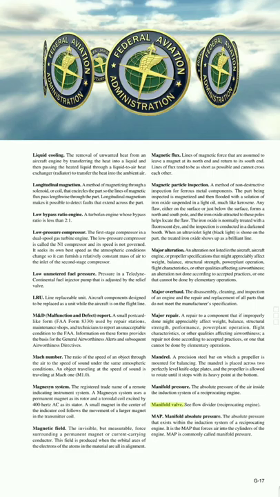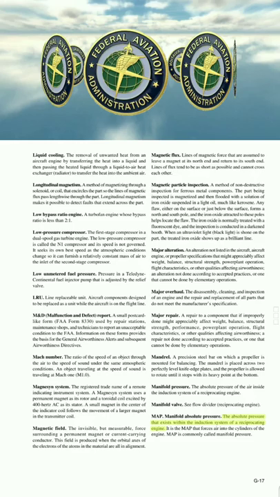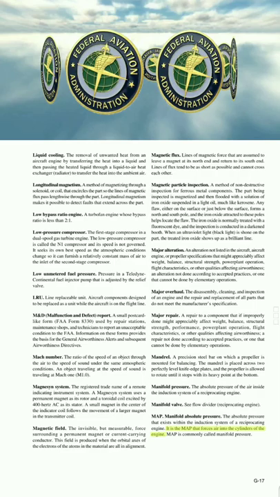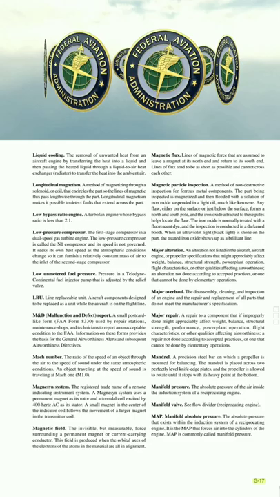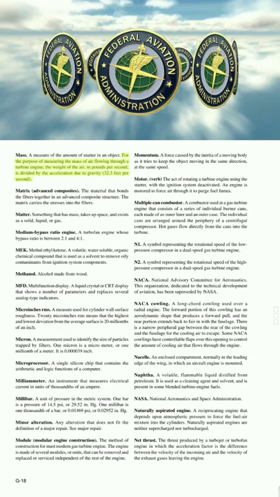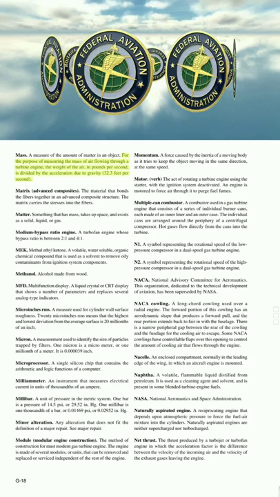MAP. Manifold absolute pressure. The absolute pressure that exists within the induction system of a reciprocating engine. It is the MAP that forces air into the cylinders of the engine. MAP is commonly called manifold pressure. Mass. A measure of the amount of matter in an object. For the purpose of measuring the mass of air flowing through a turbine engine, the weight of the air, in pounds per second, is divided by the acceleration due to gravity, 32.2 feet per second squared.